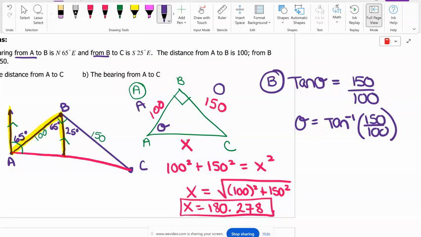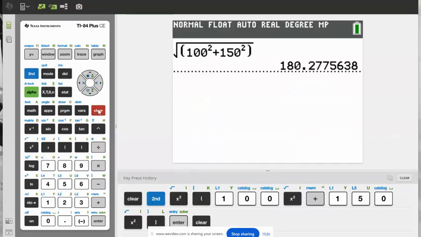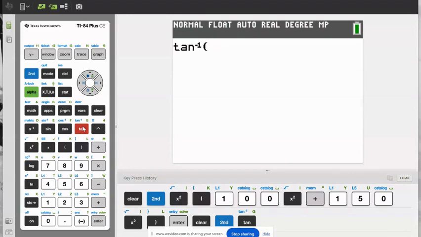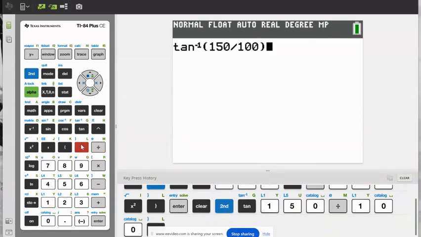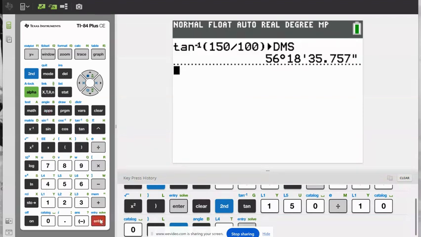Let's do this in degrees and minutes, just for fun. To find this in degrees and minutes, we're going to do second tangent, 150 divided by 100. Close. Can I press enter if I'm doing degrees and minutes? No. We're going to press second apps and choose number 4. Now we press enter. So what do we think? 56 degrees and what? 19 minutes.